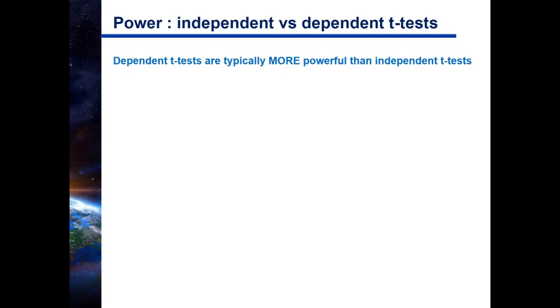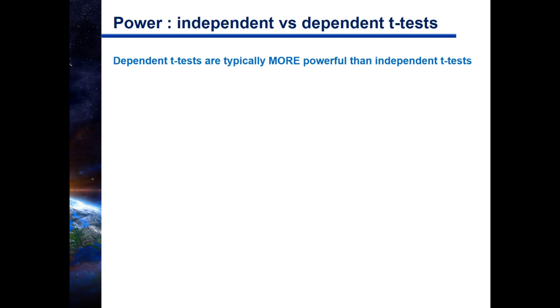We're going to end this chapter with a discussion of power and how the independent and dependent t-tests compare on power. Just a quick reminder, power is what we describe as the phenomenon of correctly rejecting H0. In other words, correctly detecting a treatment effect.